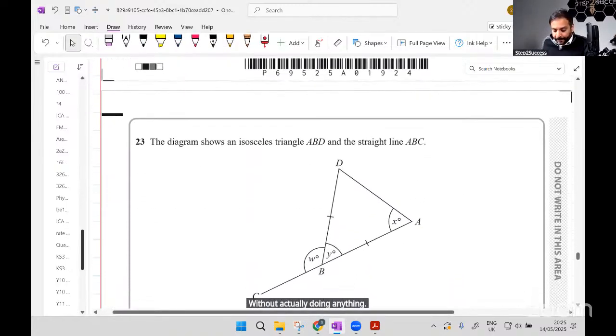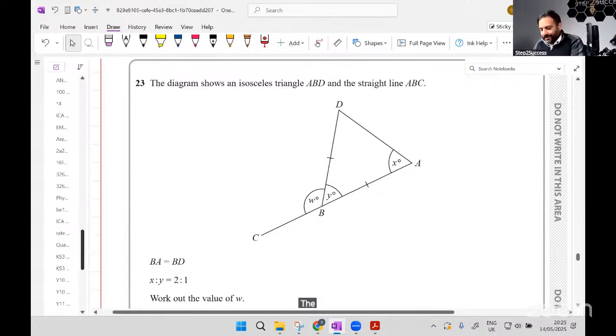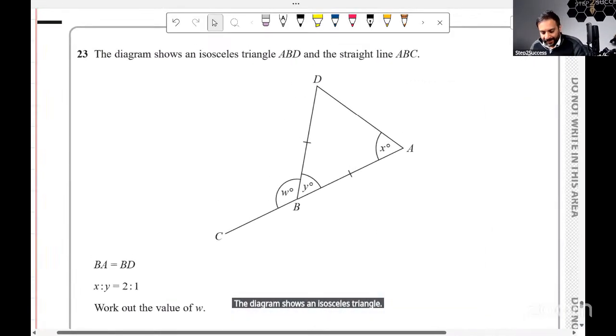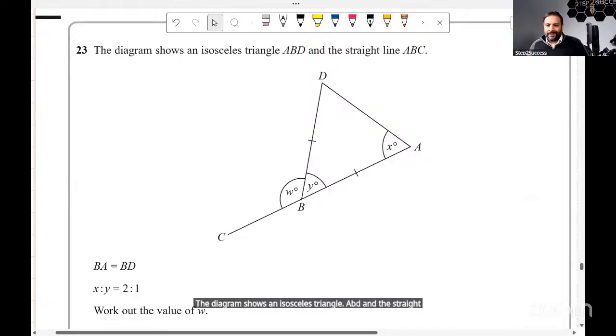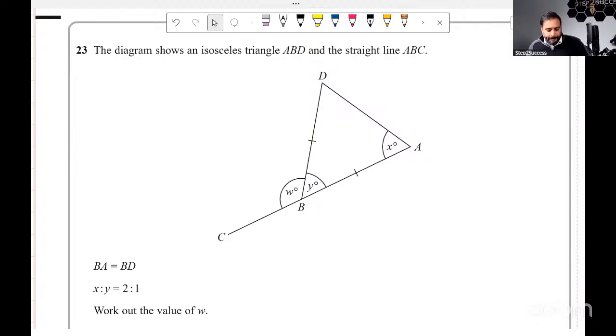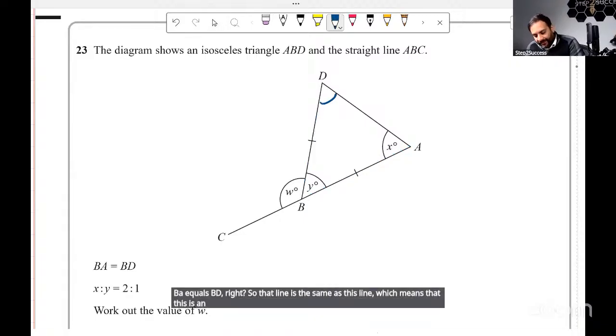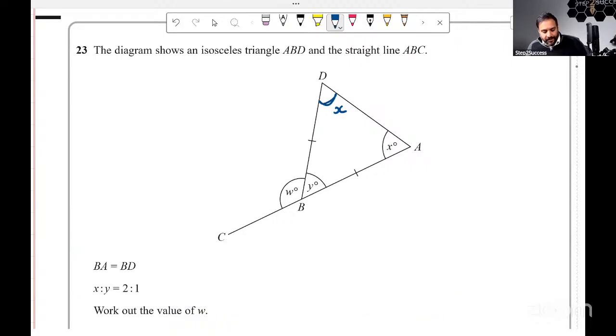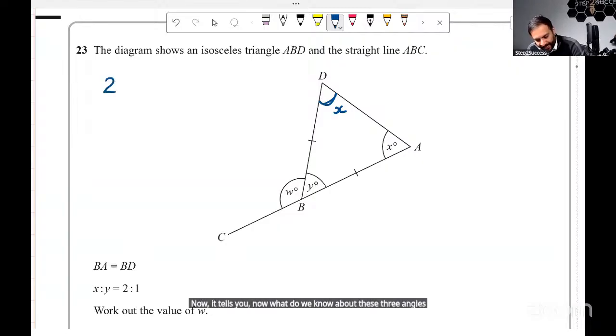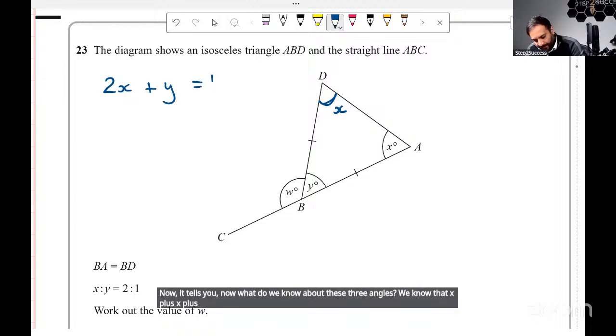Okay. The diagram shows an isosceles triangle ABD, and the straight line ABC. BA equals BD, right? So that line is the same as this line, which means that this is an isosceles triangle where these two angles are the same. So that's also X. Now, what do we know about these three angles? We know that x plus y must equal 180.